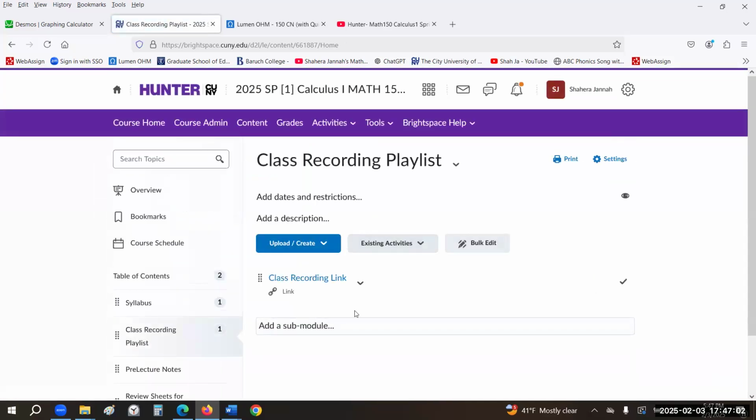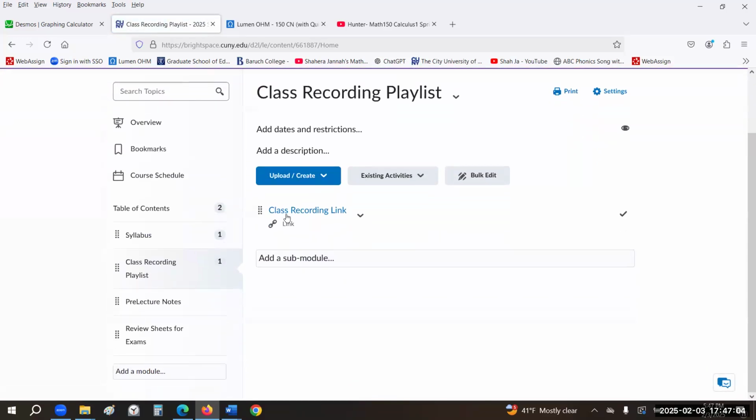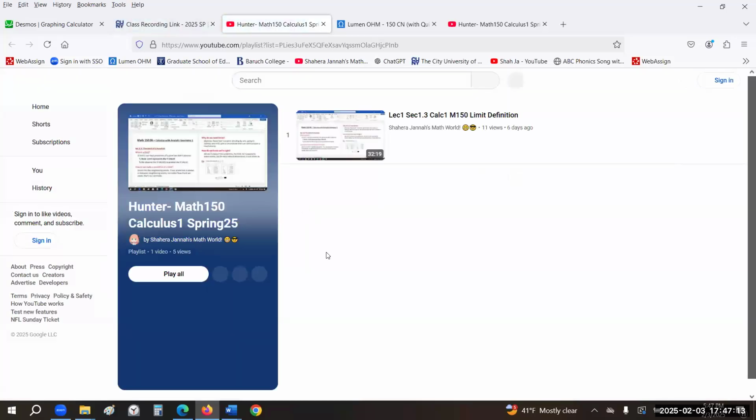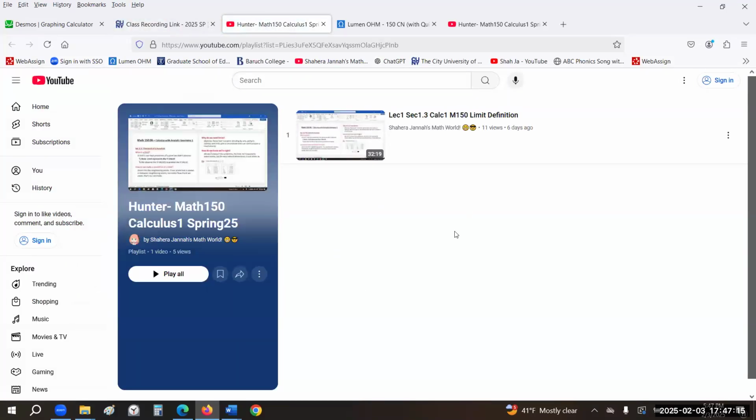Okay, so in order to access all the recording, you can simply go to class recording tab on the left, and then you see the link. You click on the link, it will take you to this page. Okay, so anytime you miss a lecture or you want to revisit the lecture, you can always come back here to rewatch whatever you missed during lecture.